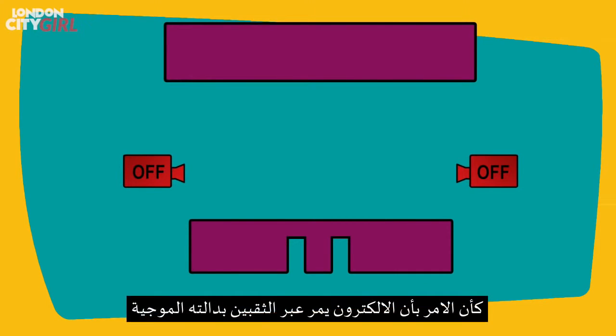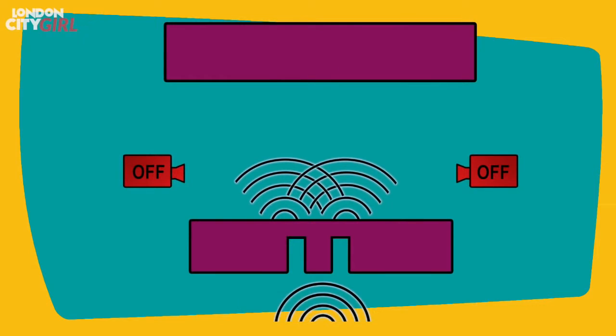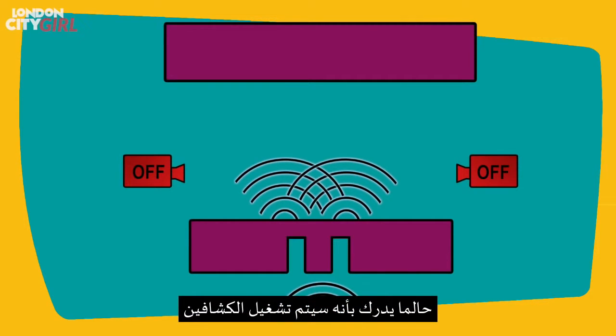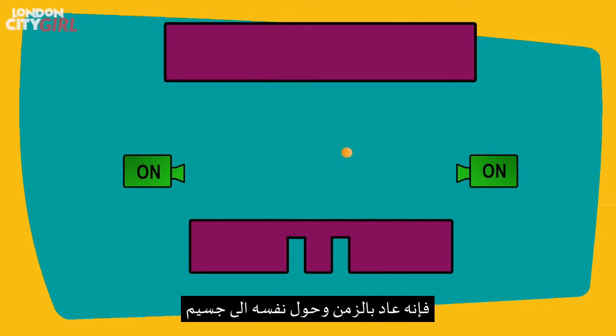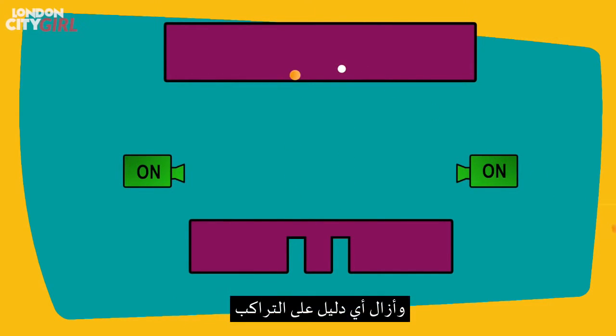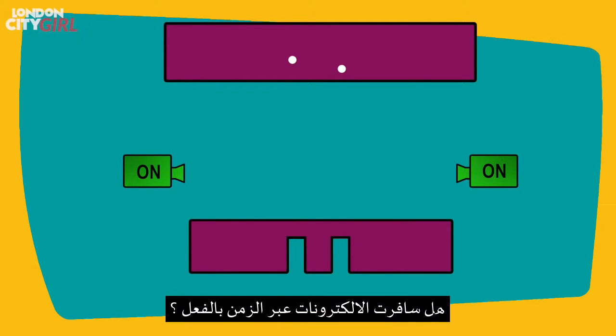So it was almost as if the electrons were going through the slits with their wave function intact, and as soon as they realized that the detectors were going to be switched on, they went back in time, reverted back to particle-like behavior, and erased all evidence of the superposition. So what's actually going on here? Are the electrons actually time traveling?